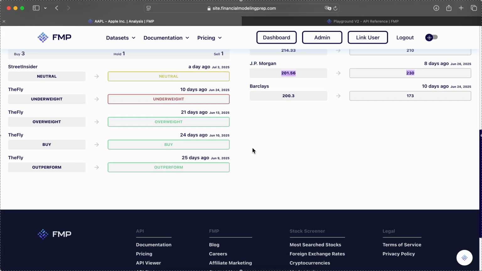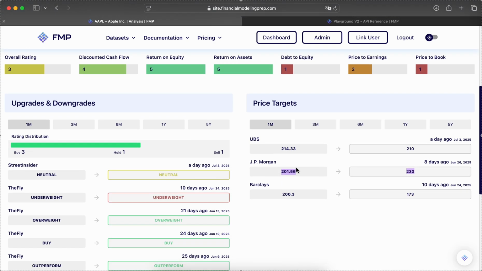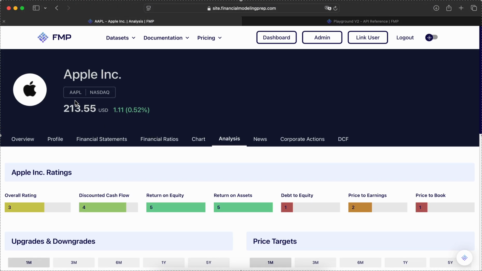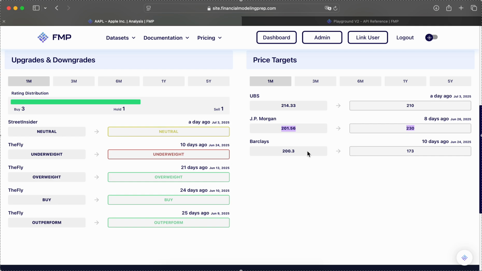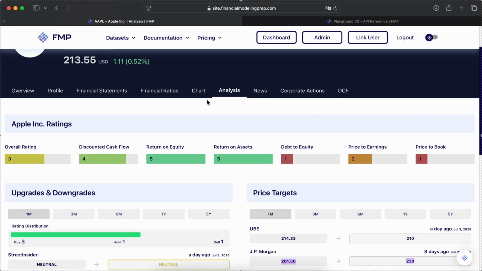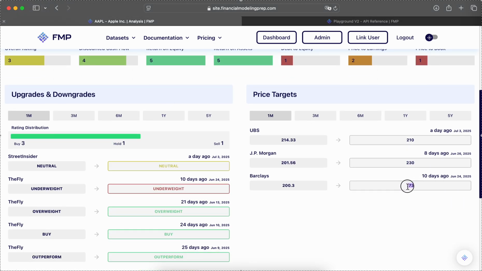And you can also see the stock's current market price, so it's 213. So according to UBS, the stock is fairly valued right now. According to JP Morgan, the stock has some small space for upside yet. And according to Barclays, the stock is overvalued right now because the current price is higher than its target price. So maybe Barclays is expecting some mid-term correction for the stock. But again, monitor this closely.